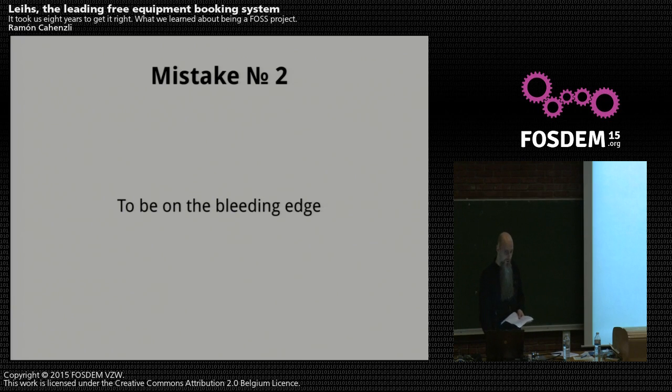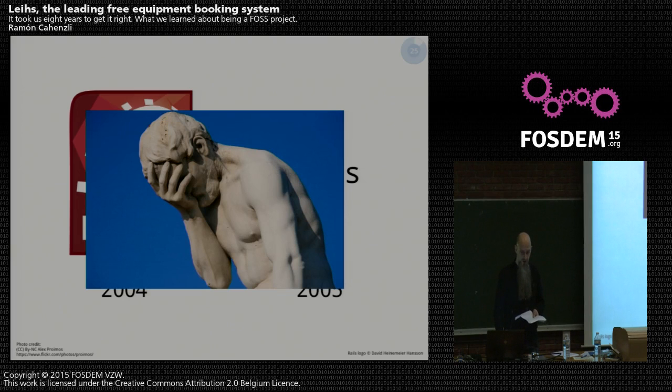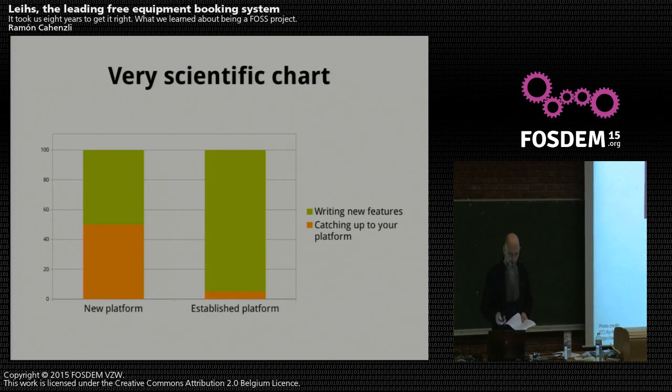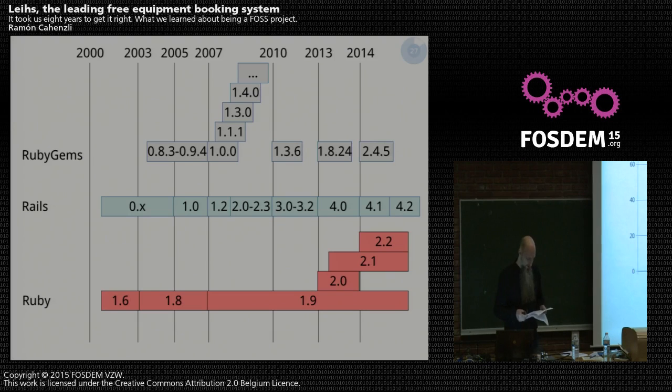The second mistake we made, we were always on the bleeding edge, and we did a whole lot of bleeding there. Ruby on Rails 1.0 came out in 2004, and Leihs 1.0 came out in 2005, and that's silly. You don't do that. It gets very exciting, and you get to do a lot of crazy things that the other people that use more mature platforms don't have to do. But this very scientific chart shows that you will spend half of your time just catching up to your platform and only the other half actually developing anything new. So that might not be what you want.